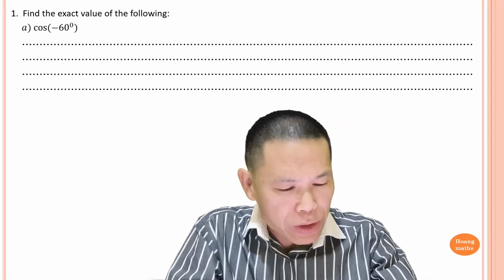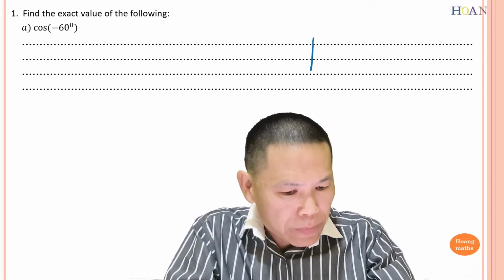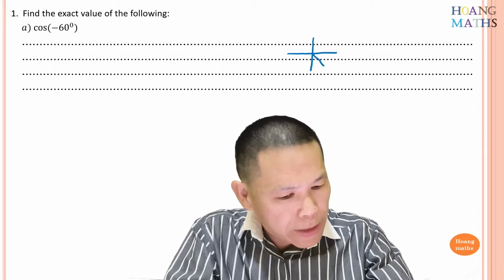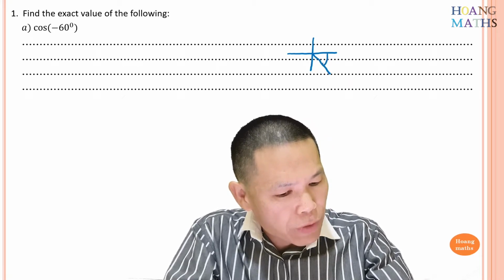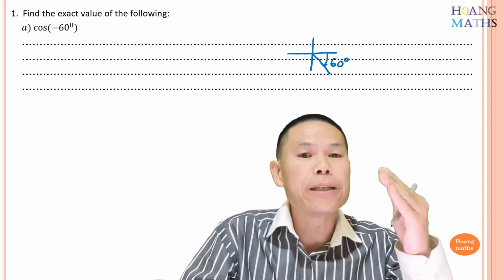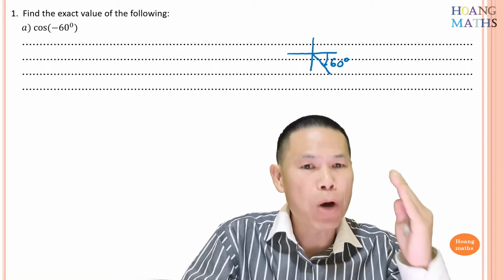Let me just quickly draw a diagram. Negative 60 will be like this. It goes clockwise from the x-axis, okay? So this 60 degrees is the reference angle. Remember, the reference angle is always positive.